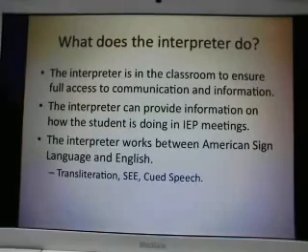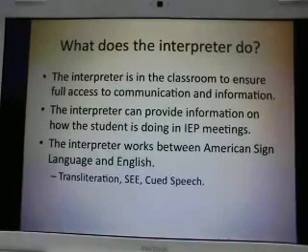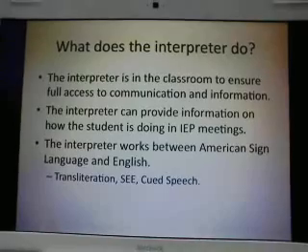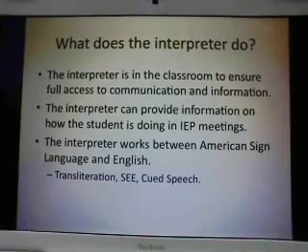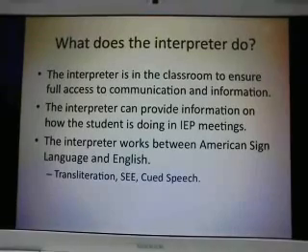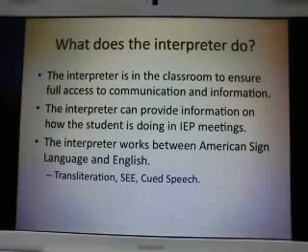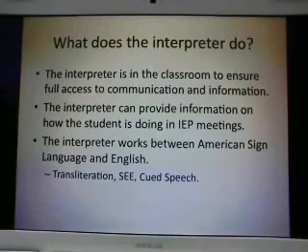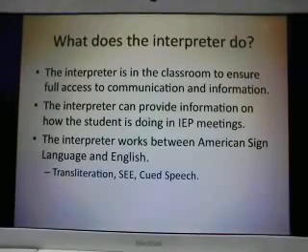This is a slide on what an interpreter does. So officially the interpreter is in the classroom to ensure full access to communication and information. That's going to be the majority of the work that you see the interpreter doing. They're going to be using sign language up in the front of the room so the deaf student can access the information visually. The interpreter also is able to provide information on how the student is doing in the student's IEP meetings, whether it's talking about language preferences, or behaviors that they're noticing, and also to ensure that the student is understanding the coursework. The interpreter also works between American Sign Language and English.